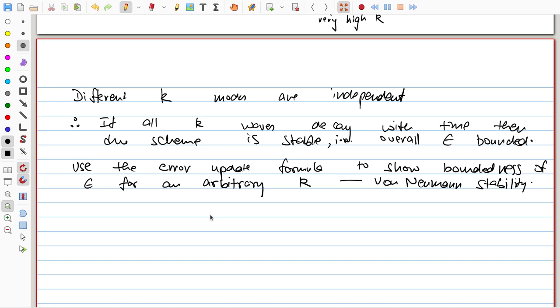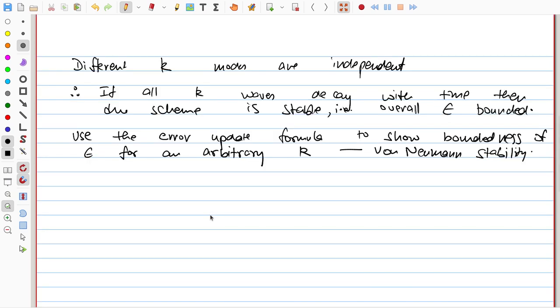By the way, von Neumann was a Hungarian scientist, and he contributed to almost all fields of science, including mathematics, physics, economics, computing, stats, and so on. You will hear the name in different fields. He was a polymath. So he contributed a lot to engineering as well. So let's use these ideas to perform von Neumann stability analysis for the forward time center space scheme that we've been talking about. We'll use the error update formula for that scheme.